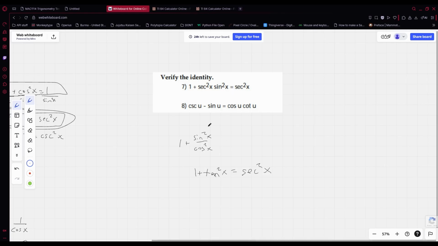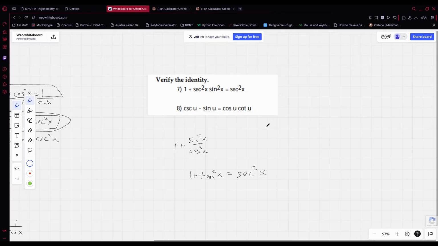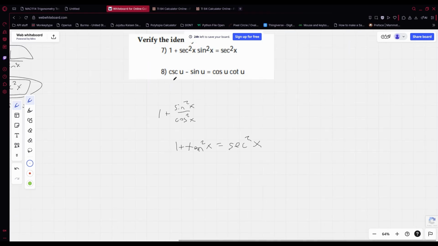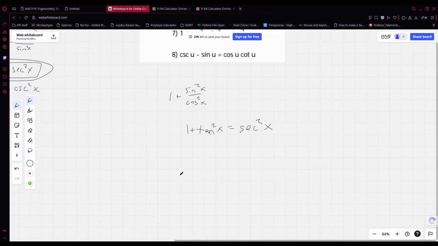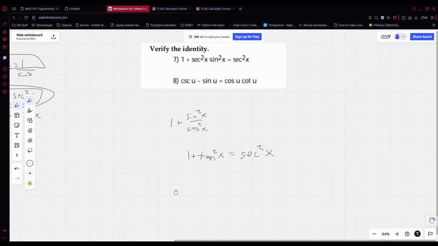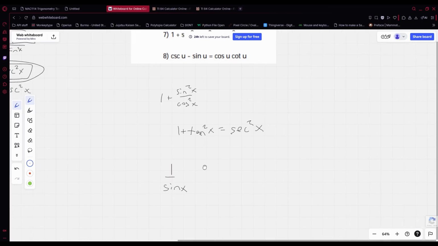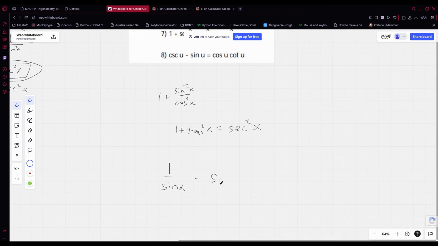I imagine on the test you're going to have to just write out your proof and then put, hey, I used the Pythagorean identity. I don't know how his tests work, but okay, cosecant u minus sine u is equal to this. Okay, well, let's see. I don't know why they're saying u. I'm just going to put x because I don't like drawing that. So cosecant is 1 over sine x minus sine x.